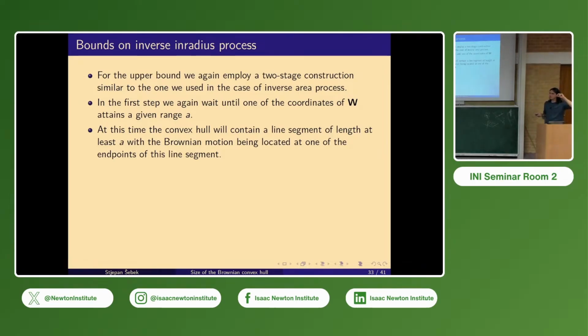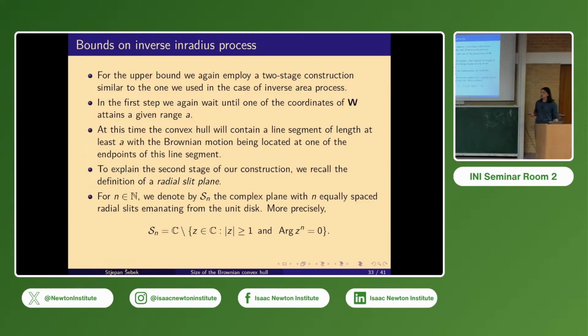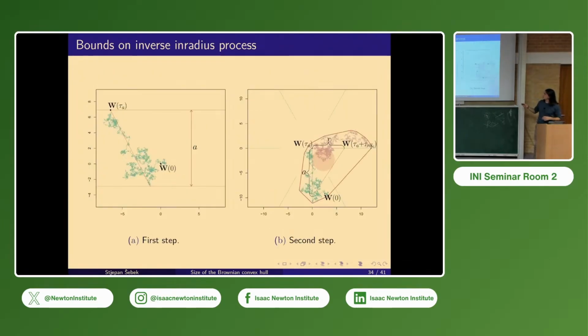Then you can somehow restart the thing, because of the Markov property, and then we waited until our Brownian motion exited something that's usually referred to in the literature as the radial slit plane. So how does this thing look like? You'll see on the next slide. You have these slits that are emanating from some circle of some radius that are excluded from the plane.